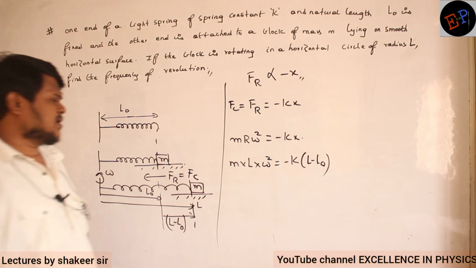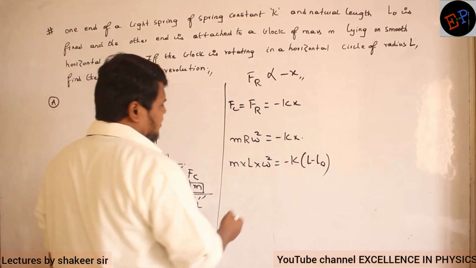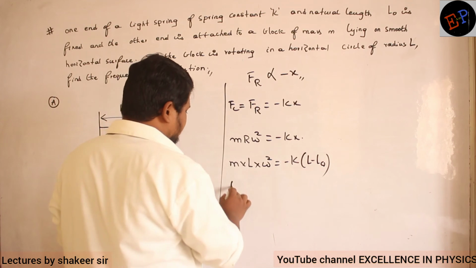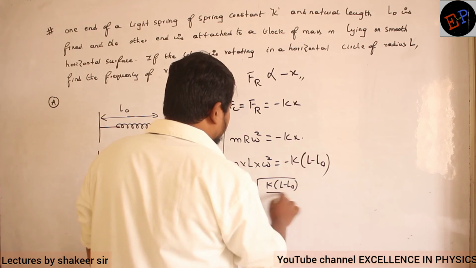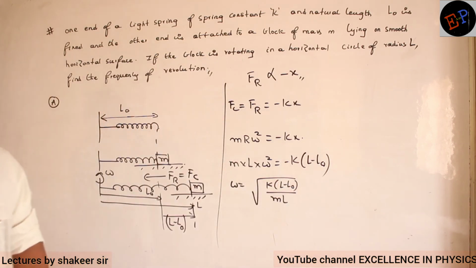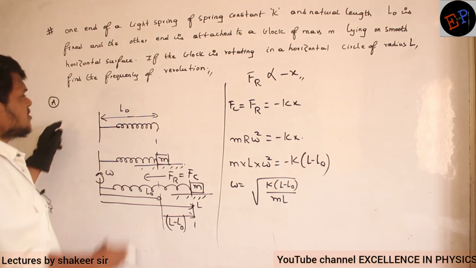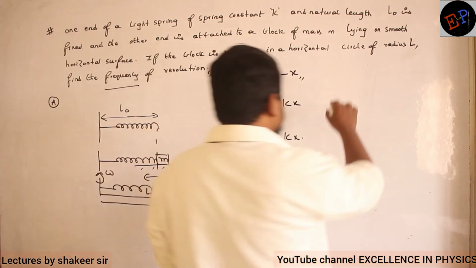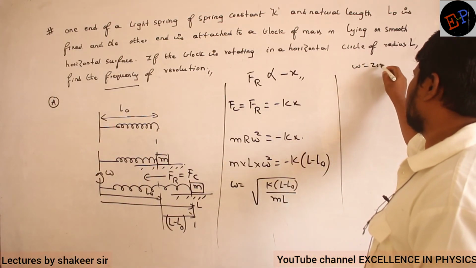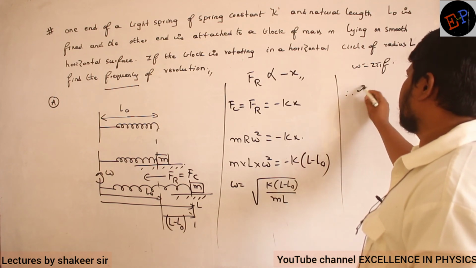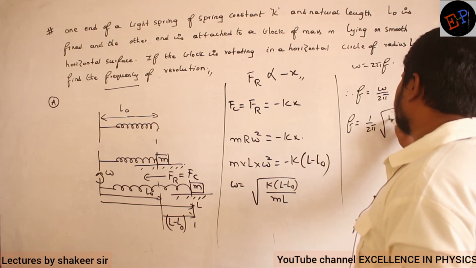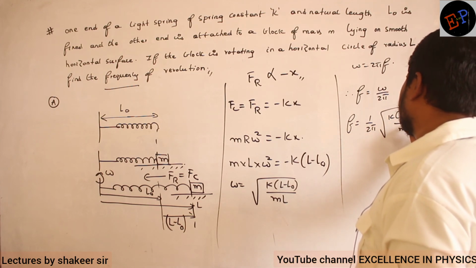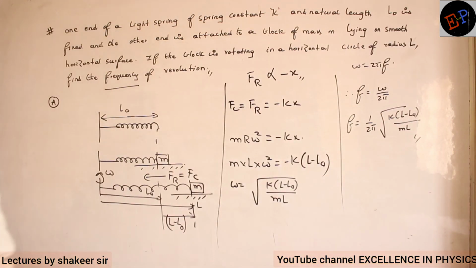To calculate this omega value, let us forget the minus sign here. So omega is equal to the square root of k into L minus L naught divided by m into L. This is the angular velocity with which this mass should rotate. But what is being asked is frequency. How can I calculate frequency? Omega is equal to 2 pi into f. Therefore frequency is omega divided by 2 pi. So f is 1 by 2 pi times the square root of k into L minus L naught divided by m into L. So that is the answer. Clear? That's it.